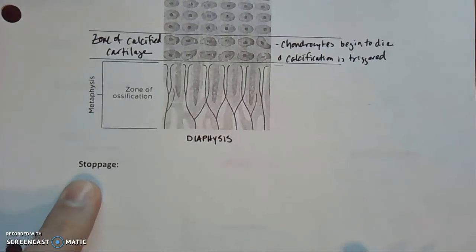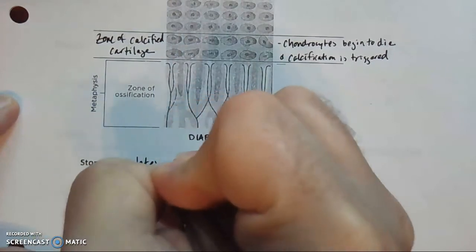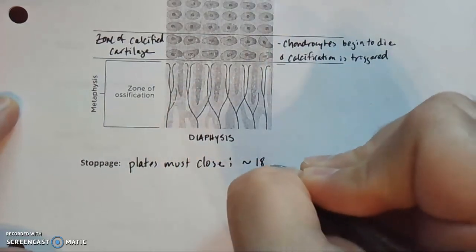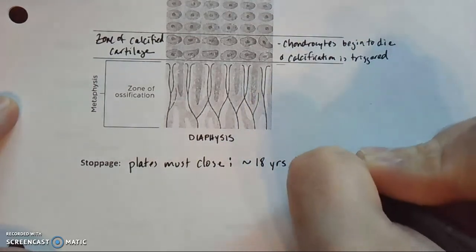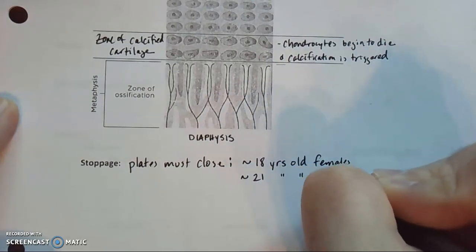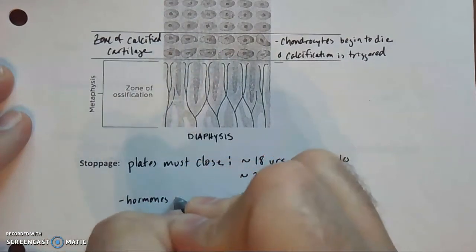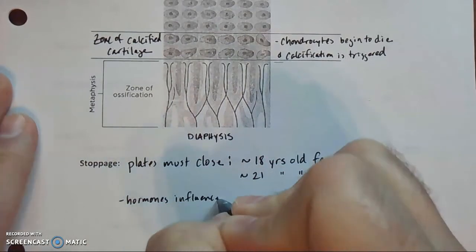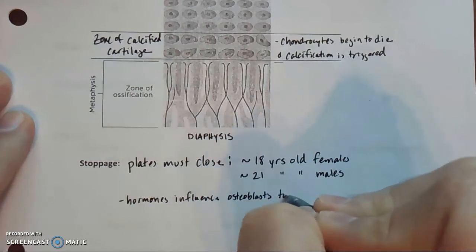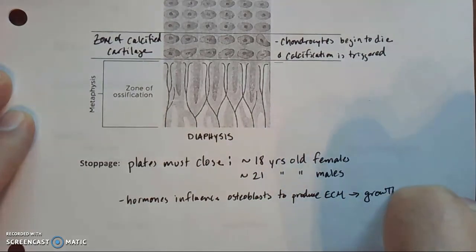What happens is this normally stops. So in order for that to happen, the plates must close. And this happens around 18 years old in females and about 21 years old in males. So hormones, again, influence osteoblasts to produce ECM, which is our growth phase.